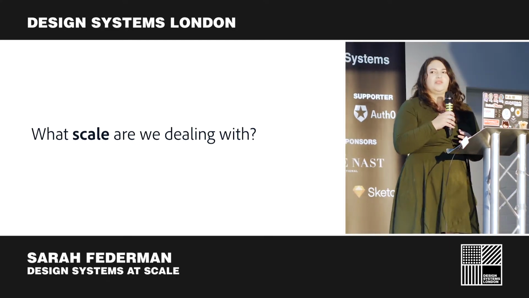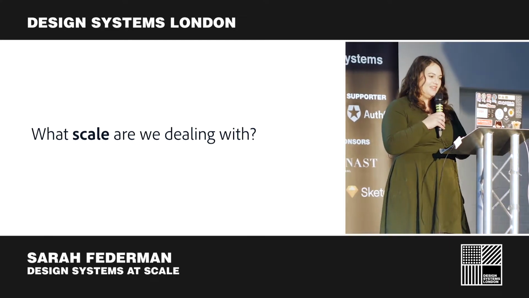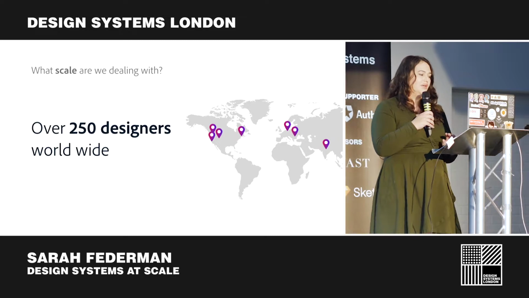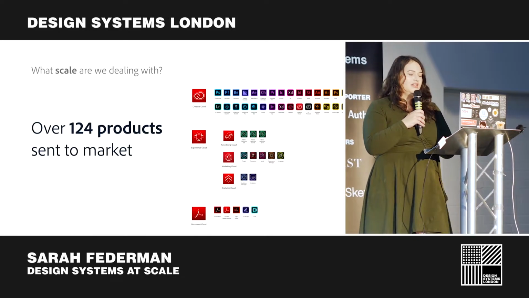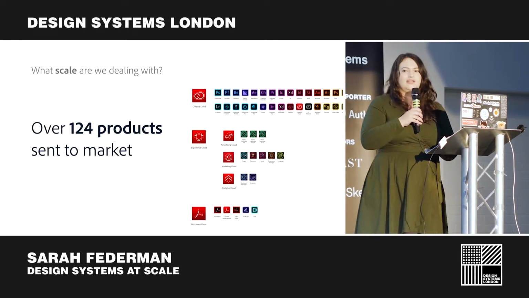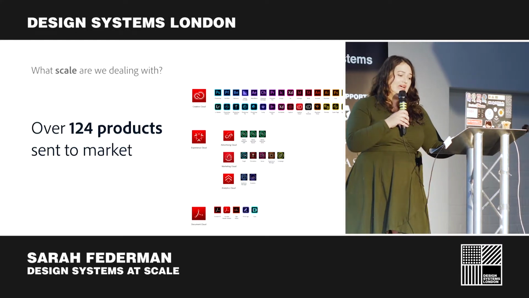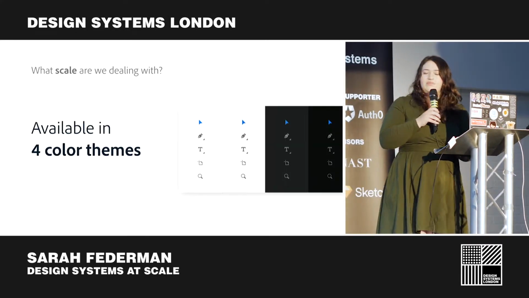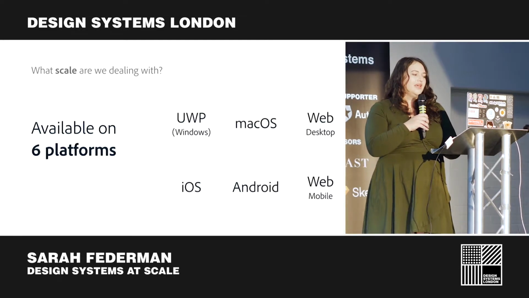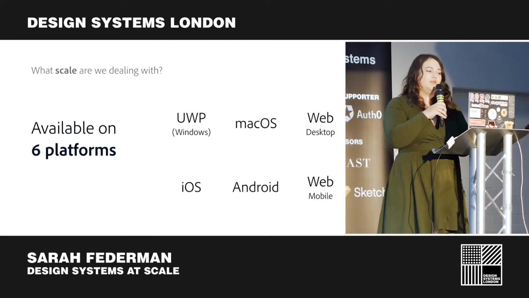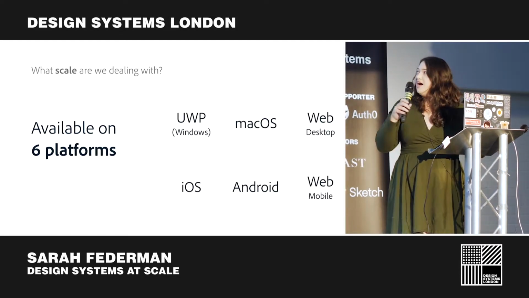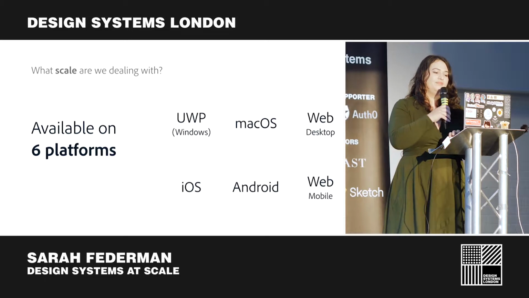what are we actually dealing with when I talk about scale? Well, Adobe's kind of cray-cray. So we have over 250 designers worldwide, thousands of developers. Don't ask me how many, I don't know. Over 124 products sent to market, and this is just branded products. This doesn't include like utilities, internal tools, things in beta. 4 color themes, light to dark, and you may have seen this in like Photoshop or Illustrator. Available on 6 platforms, so UWP Windows, which apparently isn't a thing anymore. Don't ask me, I don't know. macOS, Web, iOS, Android, and Web Mobile.